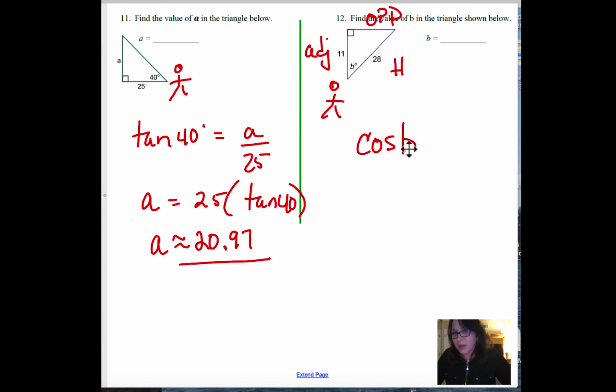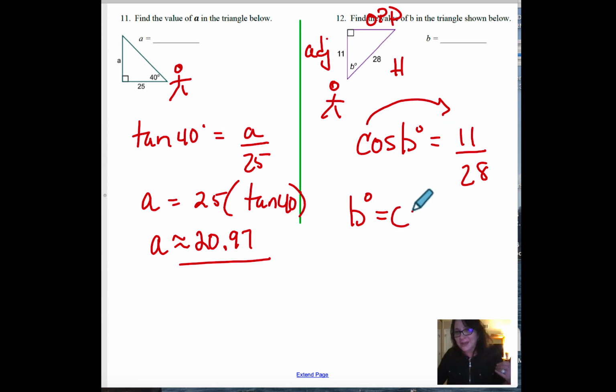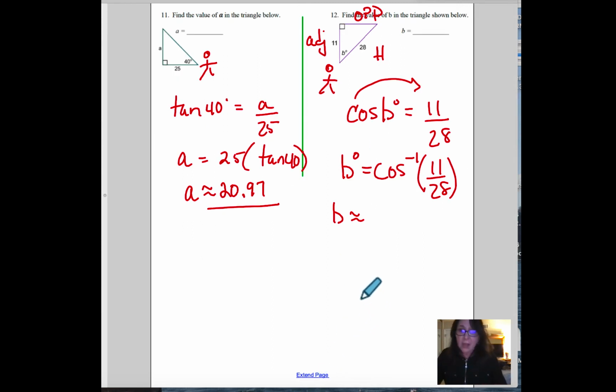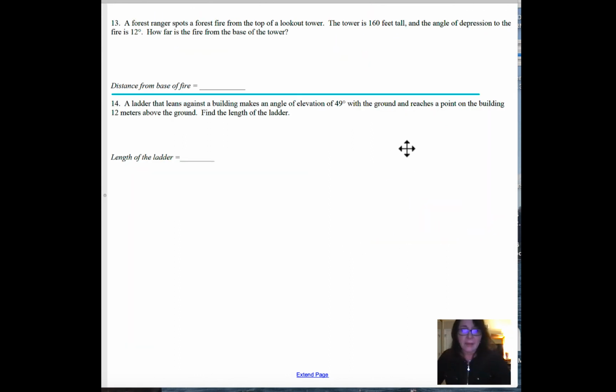So we're going to say cosine of angle B is equal to the adjacent side over the hypotenuse. And in order to get B by itself, that angle, I need to move cosine over to the other side. And the act of doing that becomes arc cosine of 11 over 28. So B is approximately, and now I'm going to go arc cosine of 11 divided by 28, and I get about 66.87. So about 66.87 degrees.